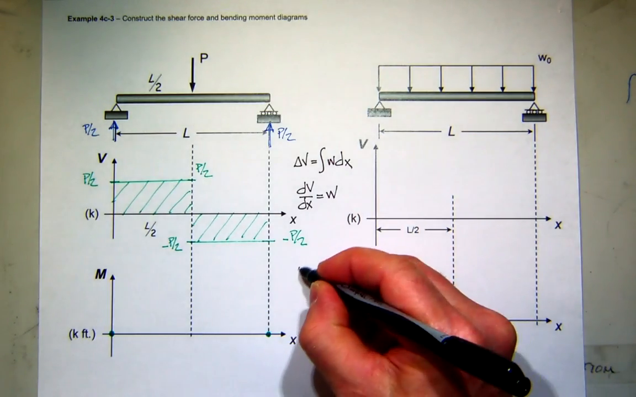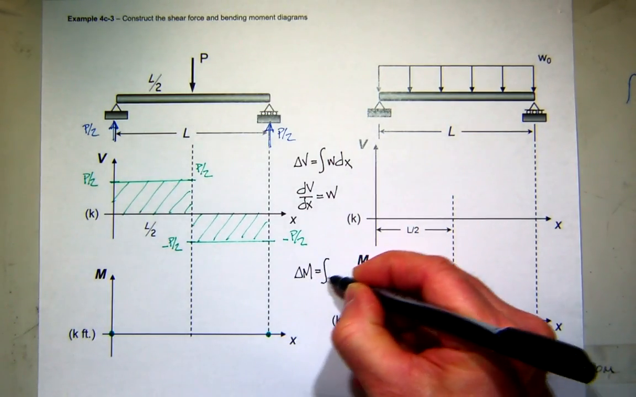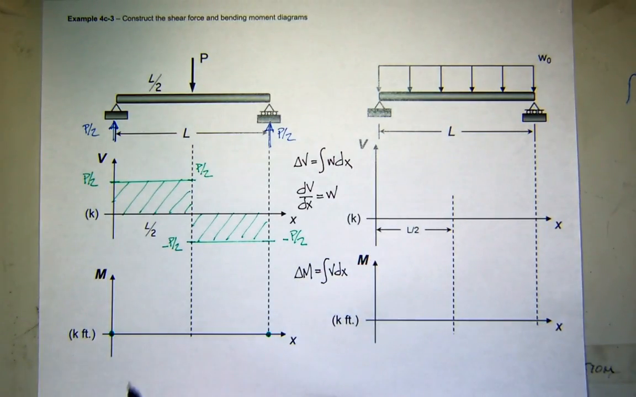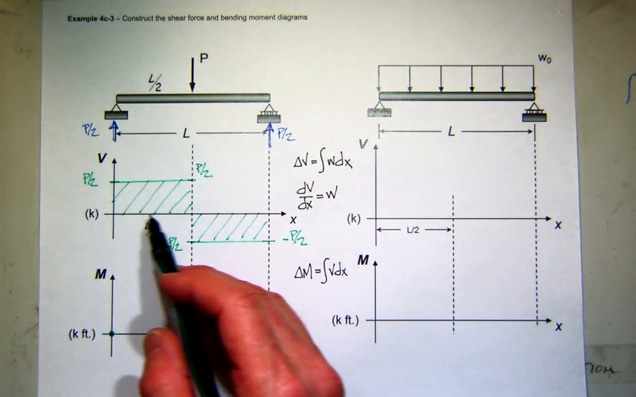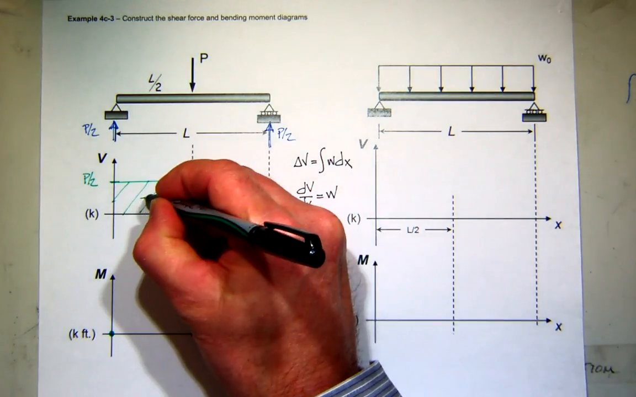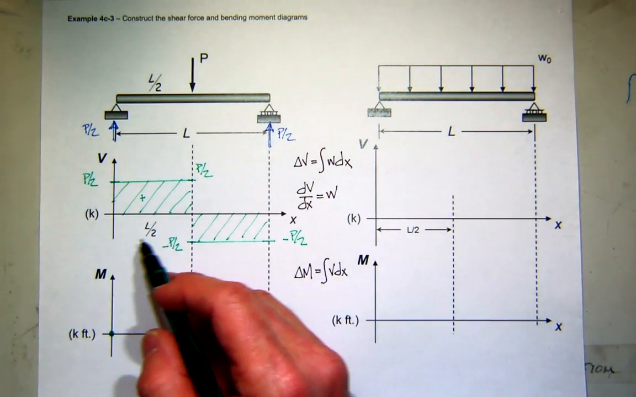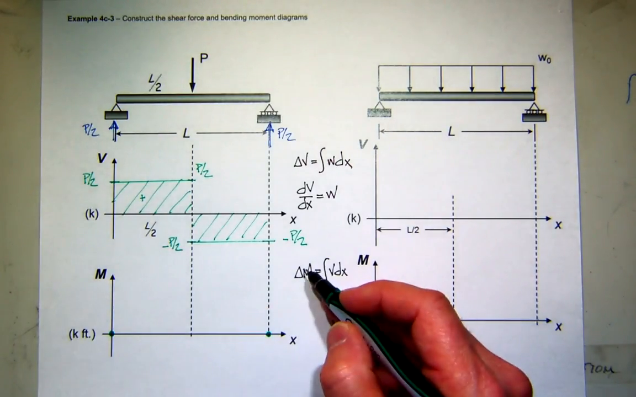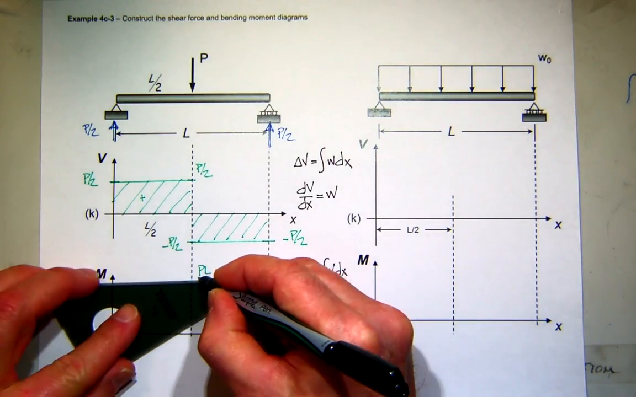So now I know that the change in moment is the area under the shear diagram. So looks like the shear diagram is continuous for this first section, L over 2. What's the area of that curve? Well, it looks like it's positive area. Base times height, that's PL over 4. So you take 0 and add the change, you get PL over 4.